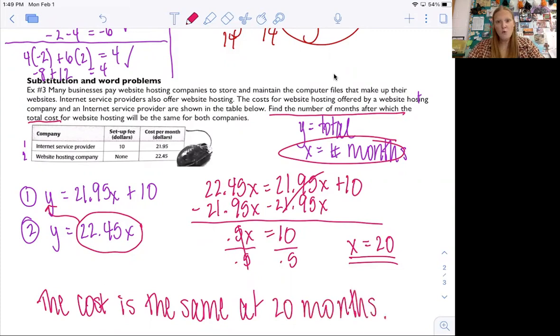Okay, this word problem is a little bit interesting because they only wanted us to solve for x. If the question said after how many months are they the same and how much is the cost, we'd have to plug the 20 back in to one of the equations to get the answer. We're going to do a whole lesson or two on word problems later, so don't feel bad if you're like, what just happened?